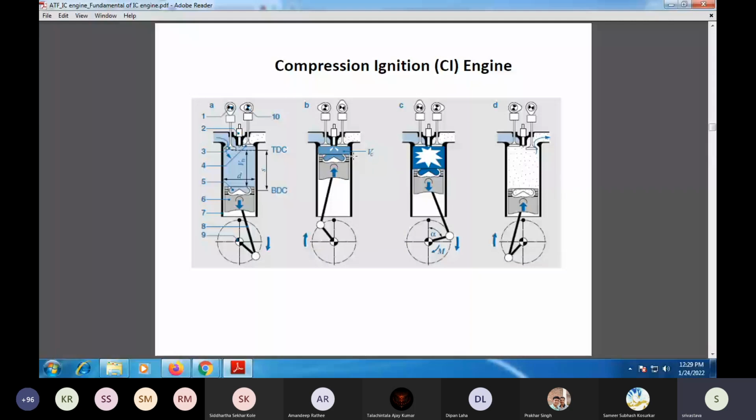So that's the way the 4-stroke compression ignition engine works. I'm sure you have some questions here. You may ask, please.